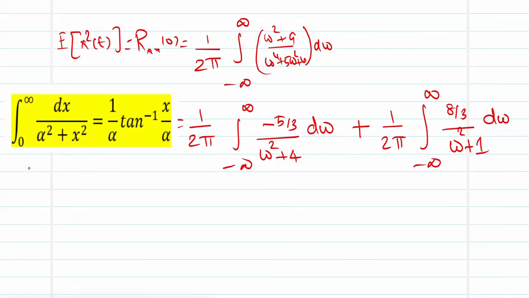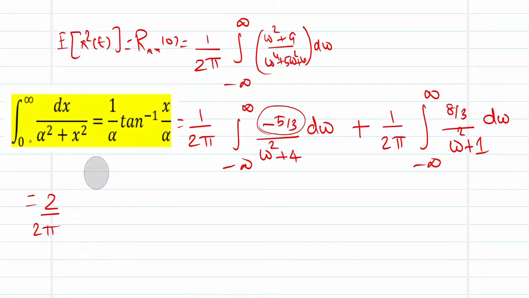I know that the integral from 0 to infinity of dx divided by alpha square plus x square is 1 by alpha tan inverse x by alpha. So first I will change this integration. This is going to be an even function, so I can write this to be equal to twice the integral from 0 to infinity. Let me take this minus 5 by 3, which is going to be a constant outside.